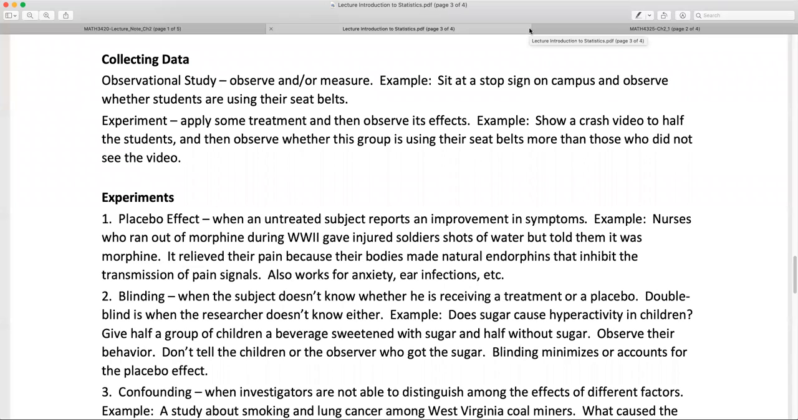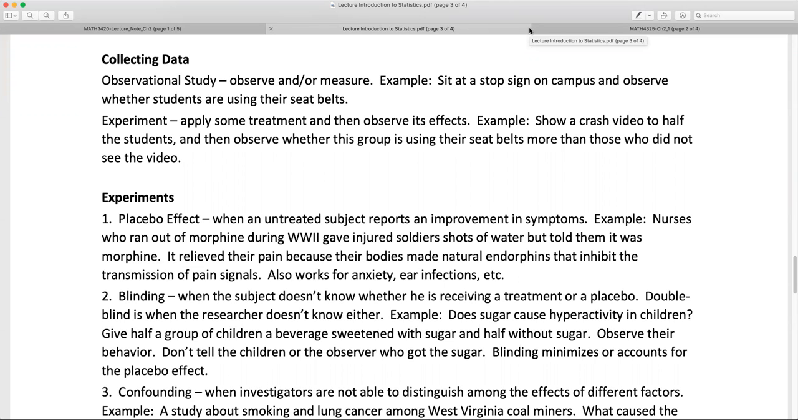Now we're going to focus on collecting data in science. Statistical methods are driven by the data that we collect. We typically obtain data from two distinct sources in the view of science: observational study and experiment.